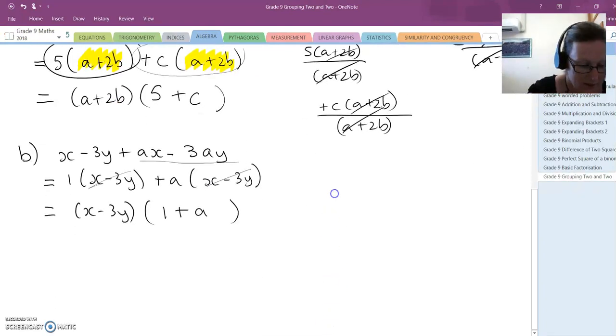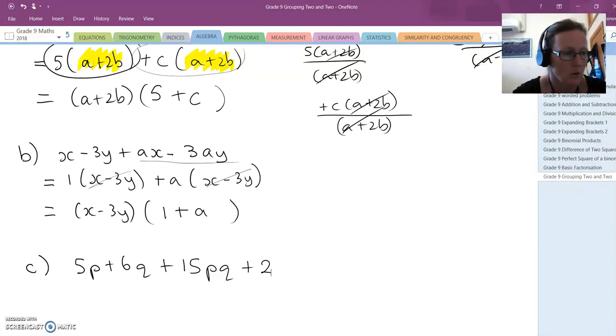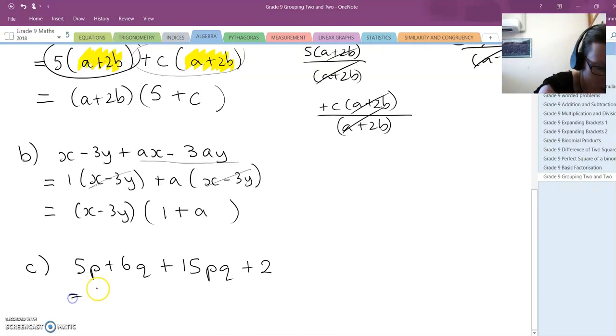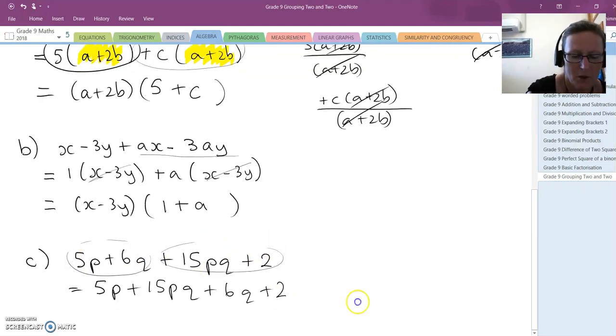Okay, worked example 21c is 5p + 6q + 15pq + 2. Alright, let's look. 4 terms, nothing common to all 4 terms. Okay, this is an example of where I might have to rearrange the terms to find terms that are common to the first 2 and the last 2 terms. So I'm going to rearrange the order of these, and I'm going to write it as 5p + 15pq + 6q + 2. Now the reason I did that is I couldn't find anything common to these first 2 terms or to the last 2 terms. But by rearranging I can.